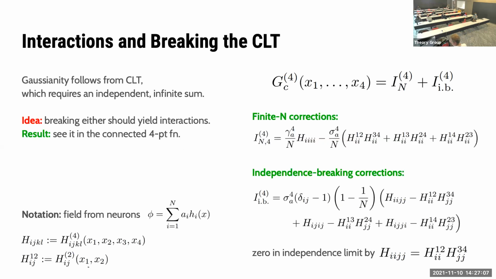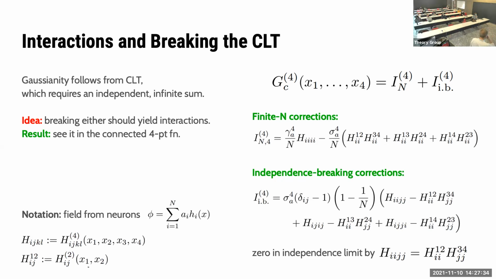So let's talk about interactions. The Gaussianity in these setups follows from the central limit theorem, which requires an independent infinite sum. So the idea is that breaking the assumptions and not having a central limit theorem anymore should give rise to interactions, because you have non-Gaussianities in the function space density. Even if you don't know what the function space density is, we know that the Gaussianity is ensured by the central limit theorem. So if we break the central limit theorem, we should have connected 4-point correlators.